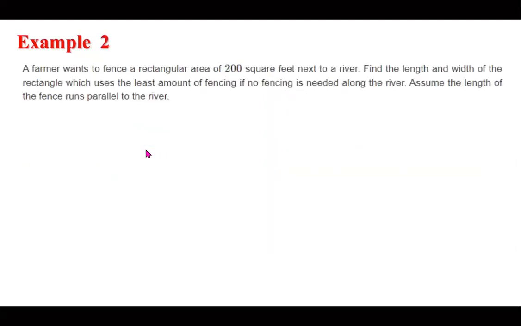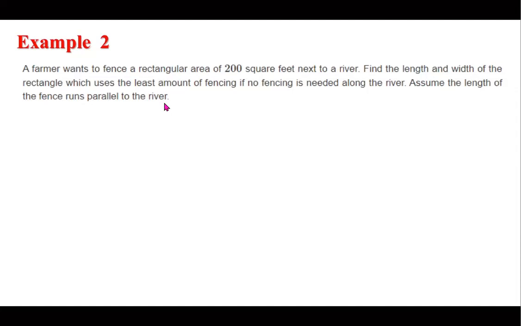Now let's look at the second example. A farmer wants to fence a rectangular area of 200 square feet next to the river. Find the length and width of the rectangle which uses the least amount of fencing if no fencing is needed along the river. Assume the length of the fence runs parallel to the river.